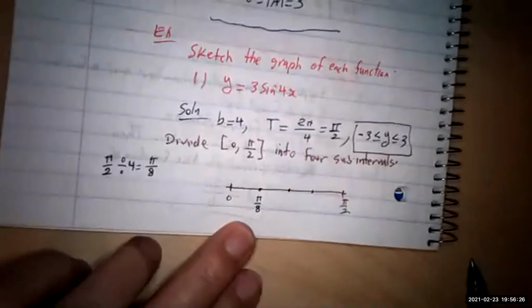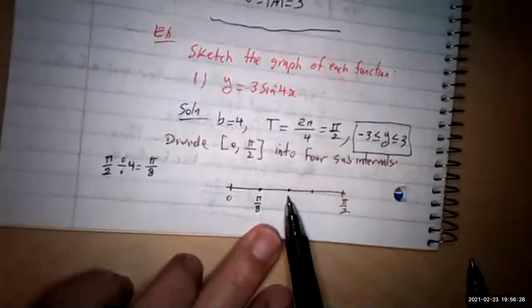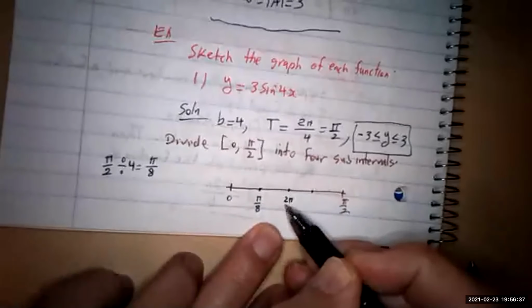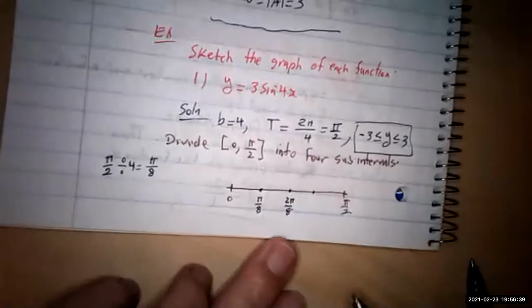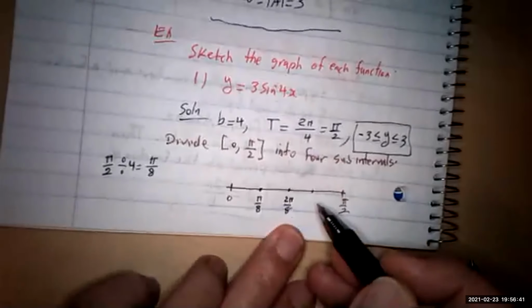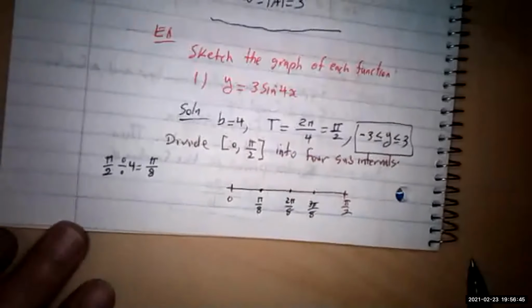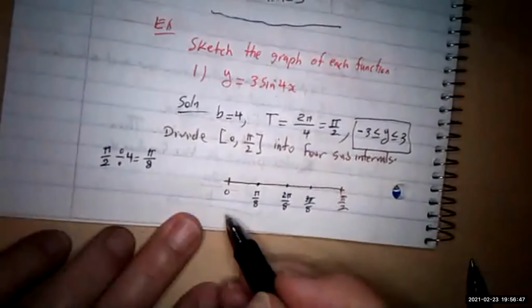Okay. Another pi/8 here. Pi/8 plus pi/8 would be 2 pi/8. I write it down, then I simplify. 2 pi/8. Another pi/8 here. That gives us 3 pi/8. So what are those intervals that we are going to be interested in?